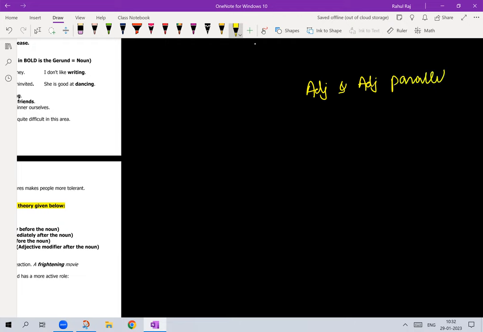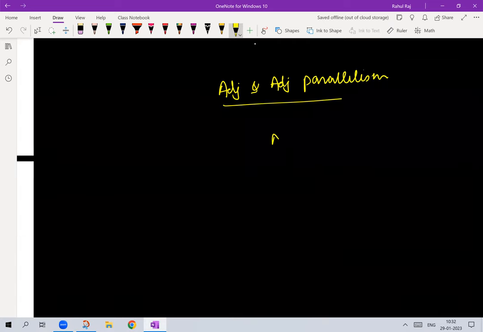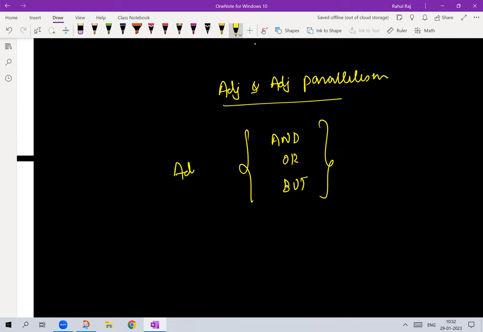The rule is pretty simple: if you have and, or, but, and if you have used an adjective on the left hand side, you should be using an adjective on the right hand side as well. Now it looks to be very simple, but it may get very complicated if you do not understand which word is an adjective, noun, verb, and all these things.